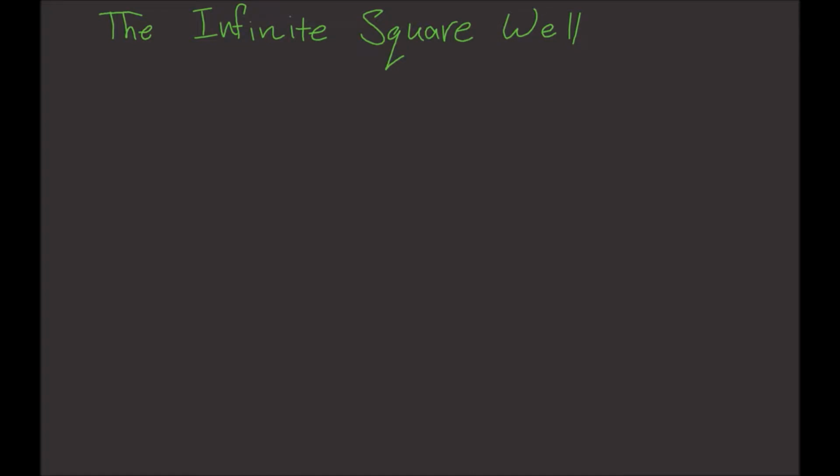This video is a summary of the infinite square well. We're going to do 3 examples in this video, but before that let's review a few things. The potential of the infinite square well is 0 inside the well, when x is between 0 and a, and infinity everywhere else.